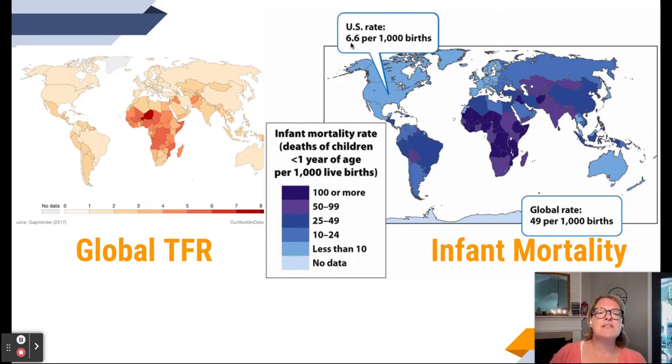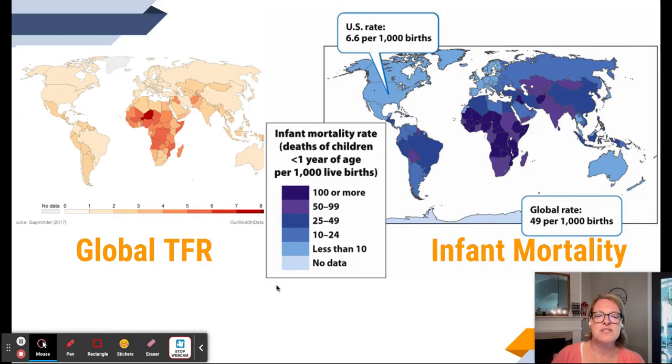Okay, so the U.S. infant mortality is around 6.6 per 1,000. Again, that's like a crude value, and the global rate is actually 49 per 1,000 births. So it's much higher. In the U.S., we have great infant mortality data.